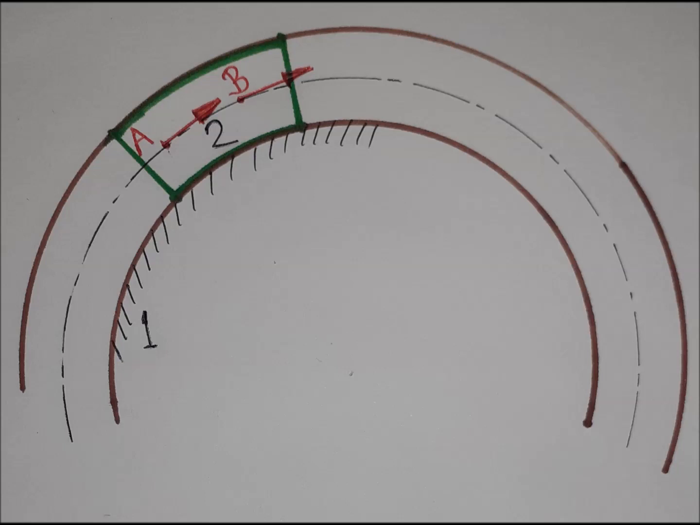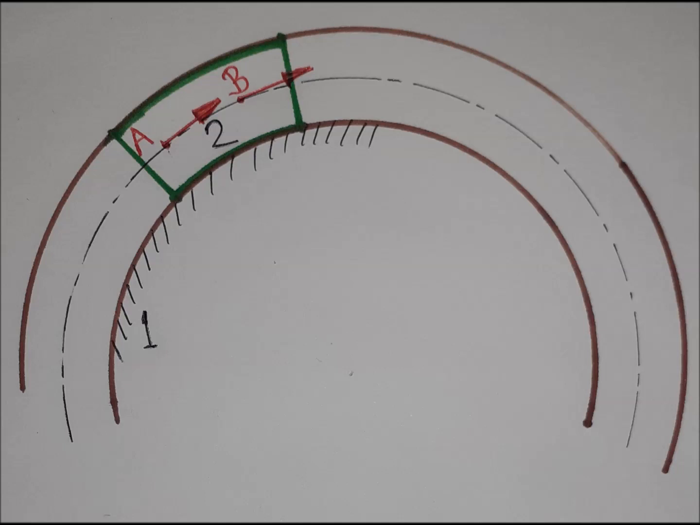Consider a slider sliding inside a curved slot. The curved slot or guide is link number 1 and it is fixed, and the slider is link number 2. Velocity at points A and B on the slider is shown.